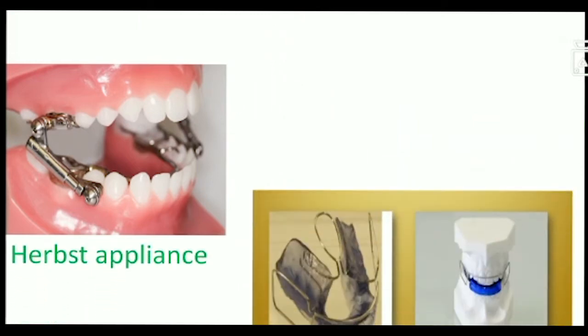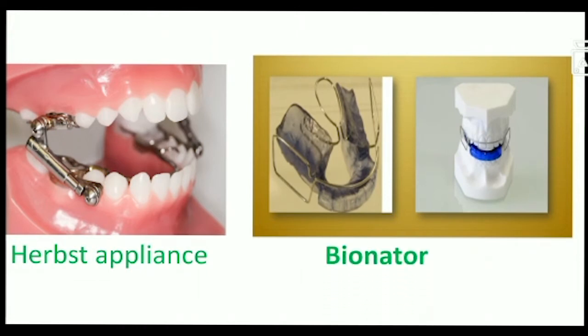Now this is a picture of the Herbst appliance. You can see this is totally tooth-borne, they attach to the tooth, and you can see the picture of the bionator, so you'll have a better memory. I have just shown you the picture. The activator and bionator are the same thing. Bionator is just a modified form which is less bulky.